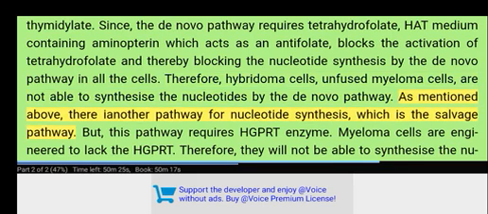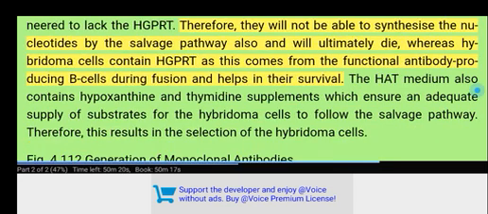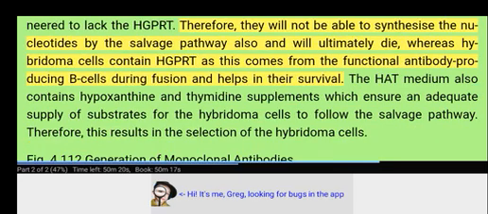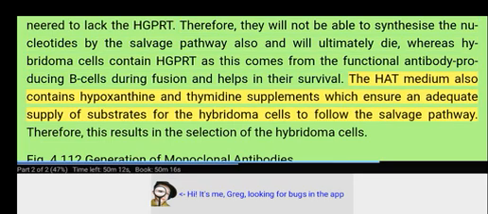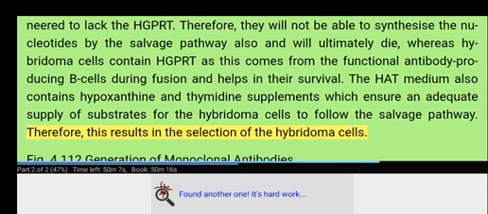As mentioned above, there is another pathway for nucleotide synthesis, which is the salvage pathway. But this pathway requires the HGPRT enzyme. Myeloma cells are engineered to lack the HGPRT. Therefore, they will not be able to synthesize the nucleotides by the salvage pathway also and will ultimately die, whereas hybridoma cells contain HGPRT, as this comes from the functional antibody-producing B cells during fusion and helps in their survival. The HAT medium also contains hypoxanthine and thymidine supplements, which ensure an adequate supply of substrates for the hybridoma cells to follow the salvage pathway. Therefore, this results in the selection of the hybridoma cells.